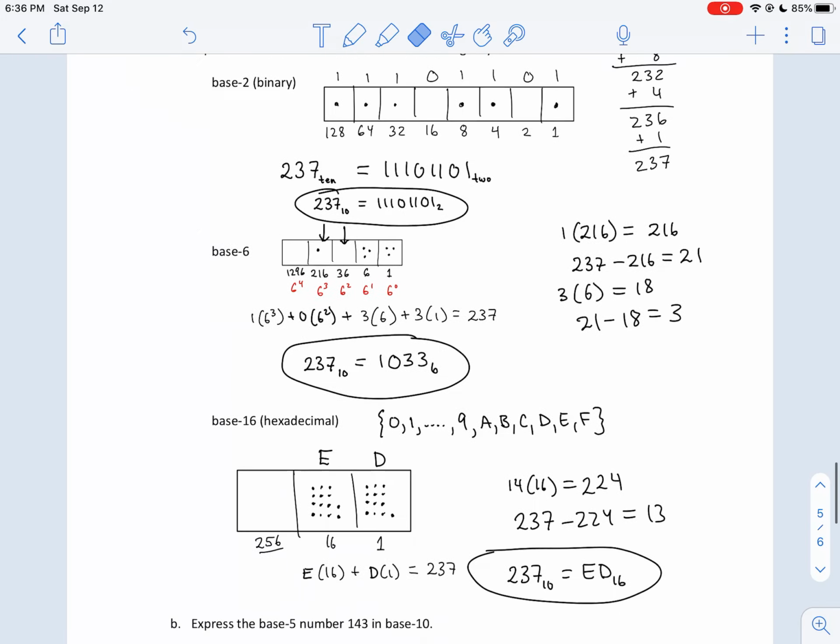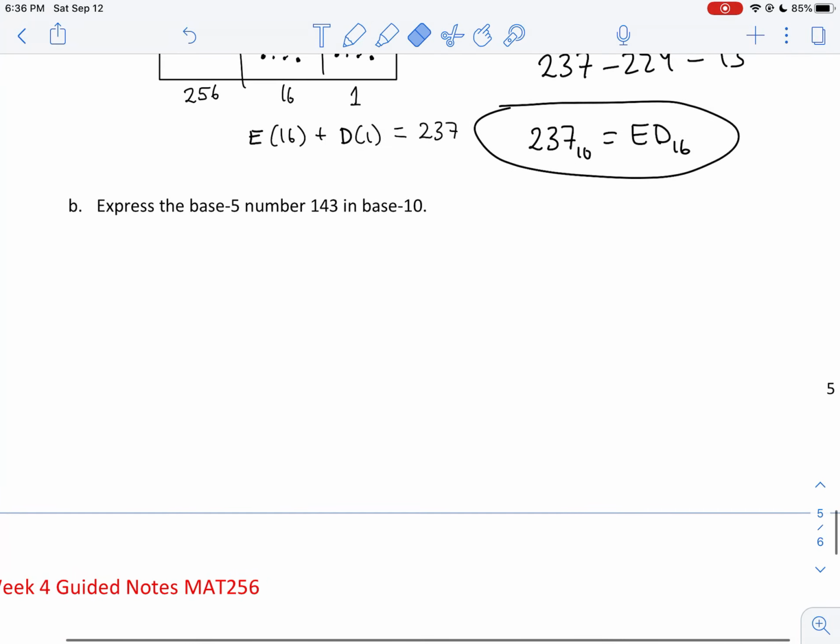Okay, let's move on now to this last question, part B. Express the base 5 number 143 in base 10. So in other words, we're saying, 143, which is a base 5 number, is equal to what in base 10? That's what we're after. So far, the only practice we have is going from base 10 to a different base, but now let's do the other direction, make sure we can do that.